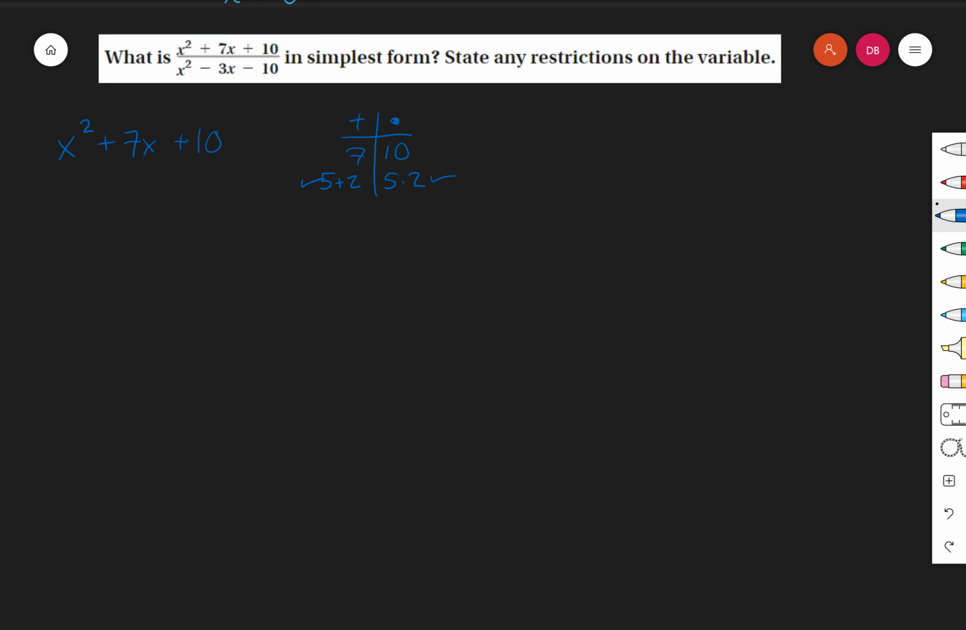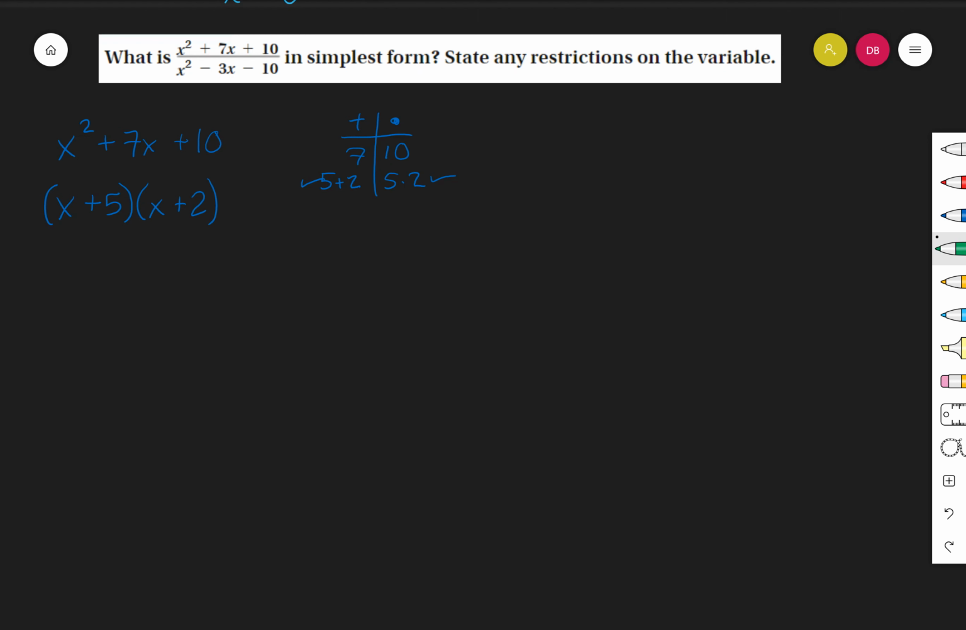If you couldn't think of that off the top of your head, you could list the factors of 10. So 1 and 10, 5 and 2, and you'd hopefully figure out that 5 plus 2 is 7. So then we can bring that over here and write that out as x plus 5 times x plus 2. And that's our factored form.